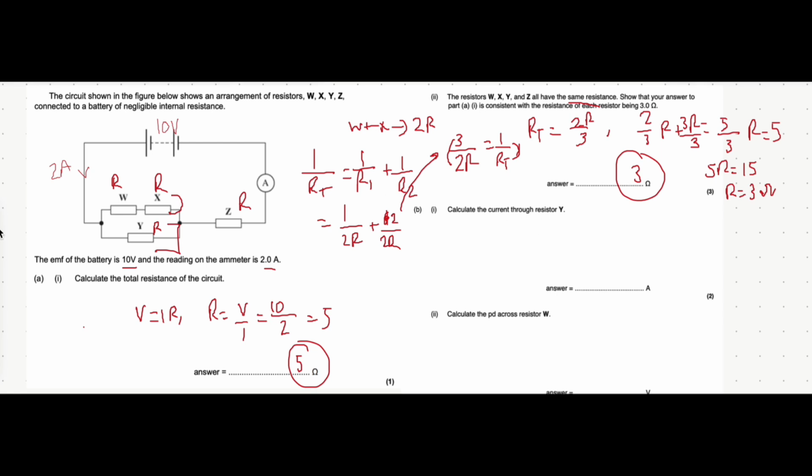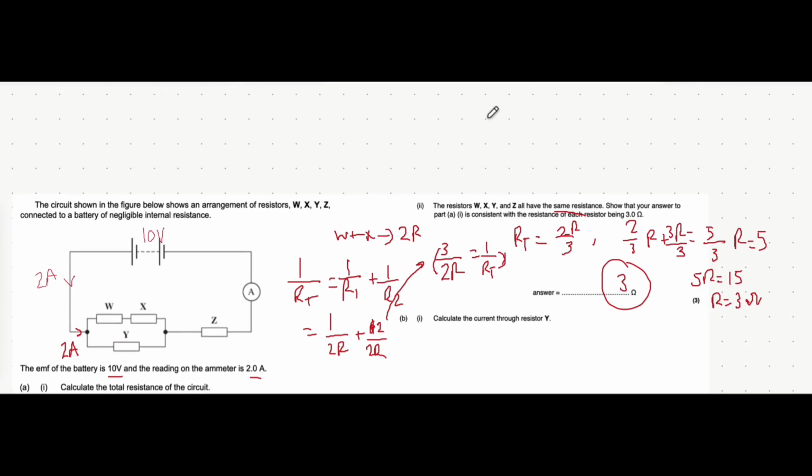It then asks you to find the current through resistor Y. Let's erase some of this information just because it's getting a little bit messy. So we know the total current going into the junction is definitely 2 amps. But what do we know about current in parallel? And actually, there's something that I used to remember this. I might as well just show you guys up here.